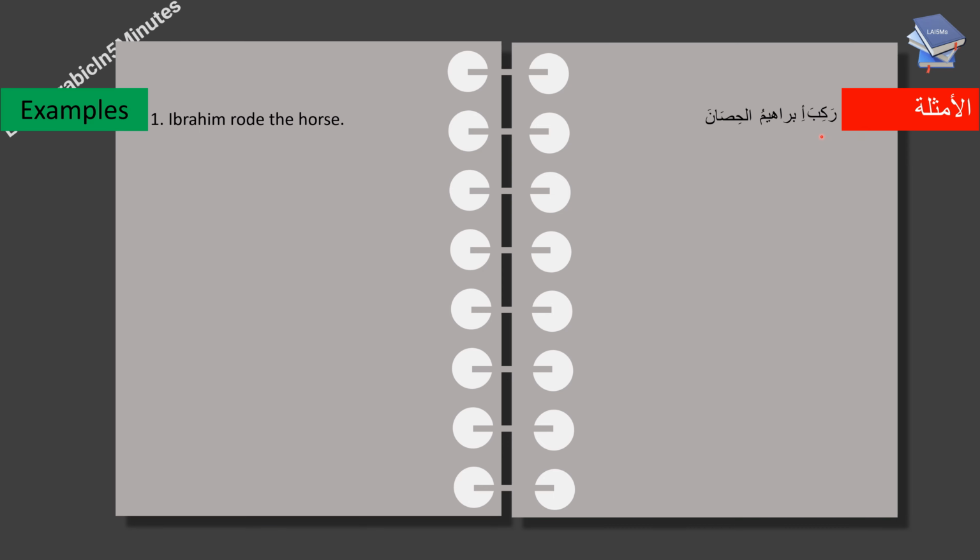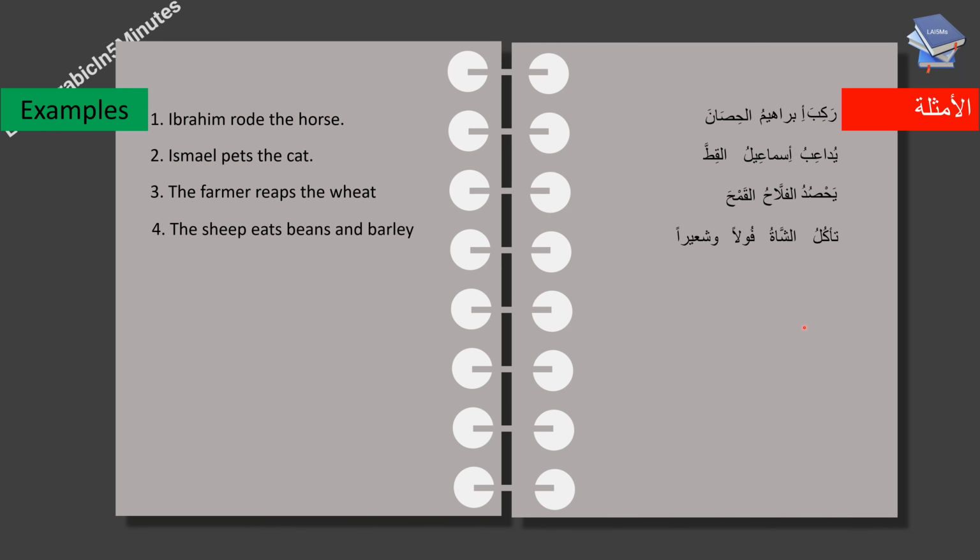الأمثلة. ركب إبراهيم الحصان. Ibrahim rode the horse. يداعب إسماعيل القطة. Ismail pets the cat. يحصد الفلاح القمح. The farmer reaps the wheat. تأكل الشاة فولا وشعيرا. The sheep eats beans and barley. سمعت النصيحة. I heard the advice. This also means I took an advice, or I took the advice.